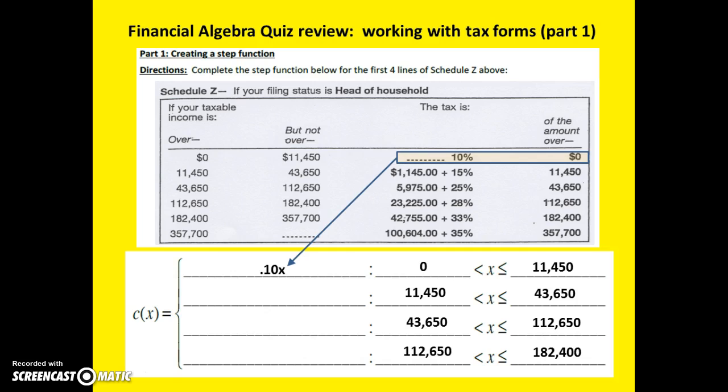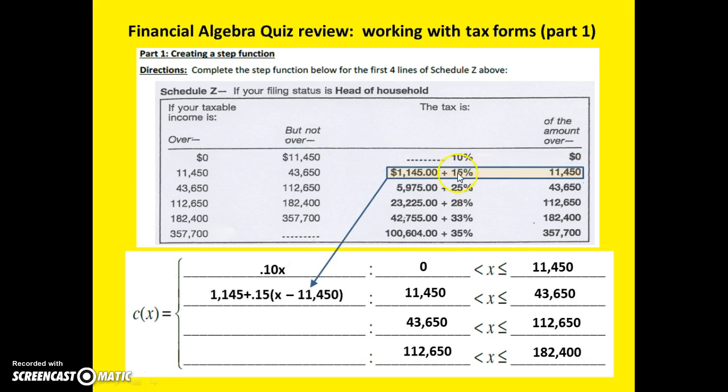All right, the second level, right there, and it tells you exactly what to do. So you're going to pay $1,145 plus 15% of everything over 11,450. Any amount over. Now, it gives you a minus sign right there. It basically tells you what to do. So $1,145 right there plus 15% is 0.15 times whatever you made minus 11,450. All right, at this point, I'm not going to keep on explaining.